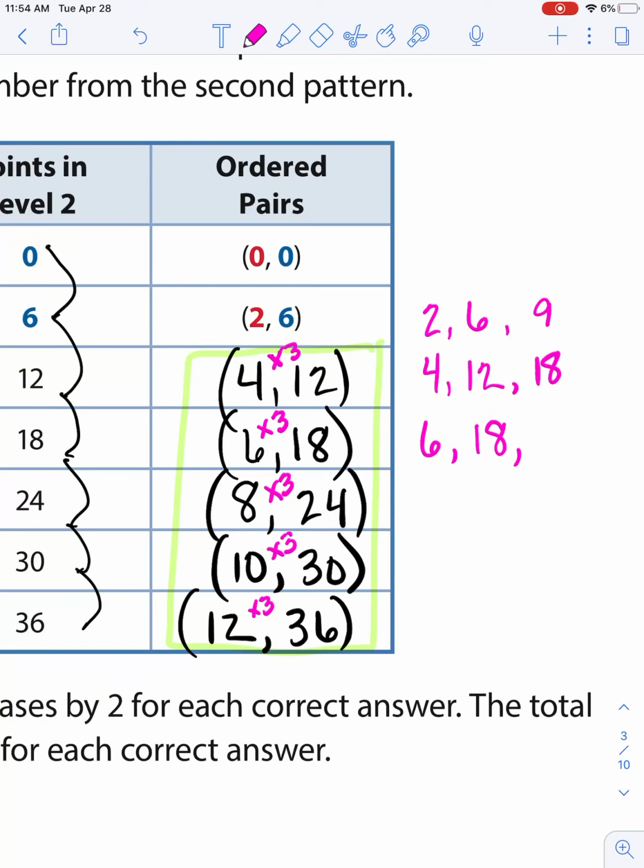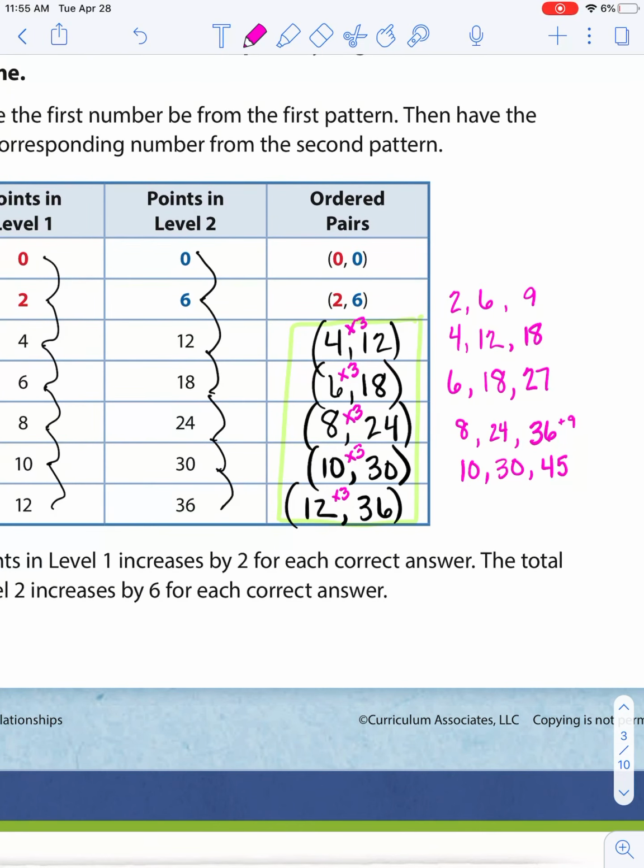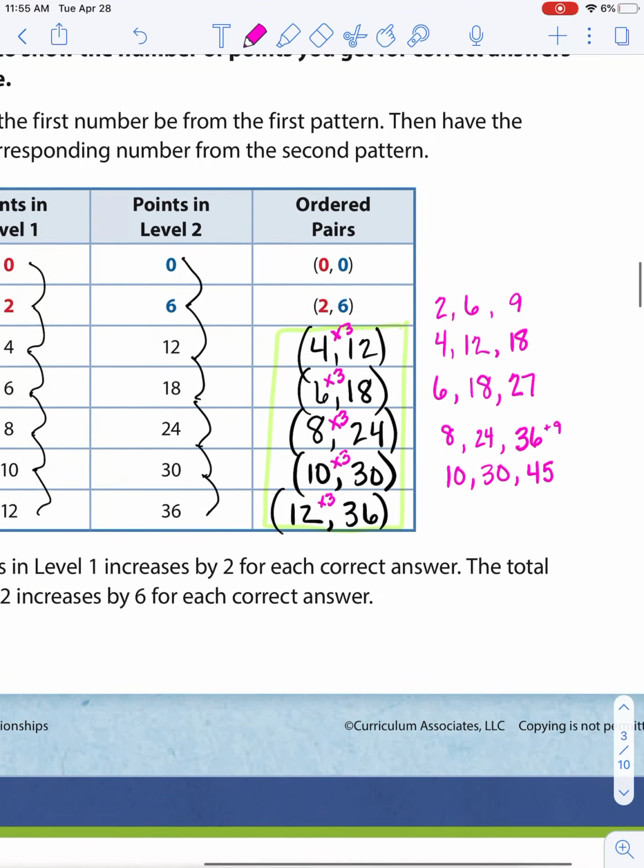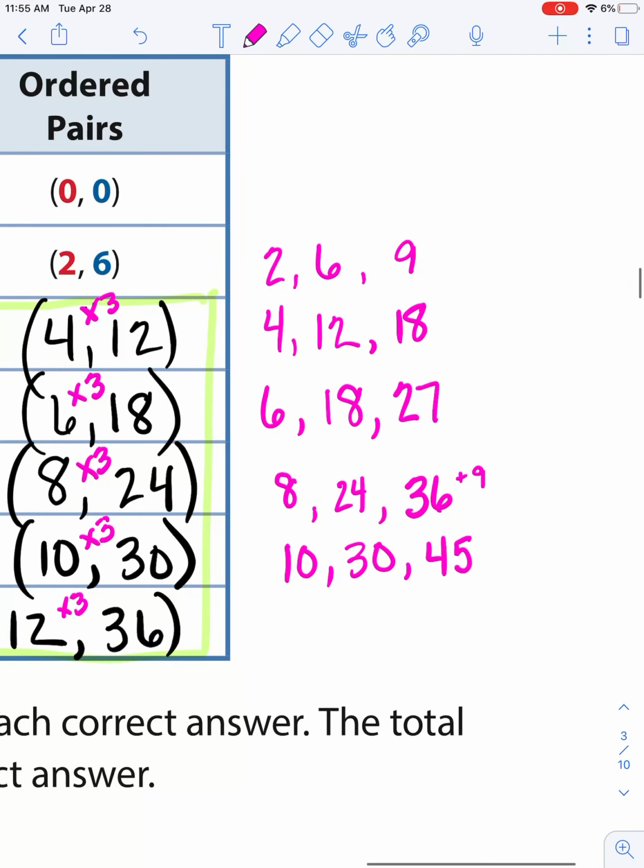If you add 9 more points, 18. Add 9 more points, 27. Add 9 more points, 36. Do you notice a pattern with these numbers? 10, 30. Add 9 more points. What do you get? Each level we're adding 9 more points. What do we have happening here? What pattern do you see? What do you think? I'm going to give you some time to think about that.